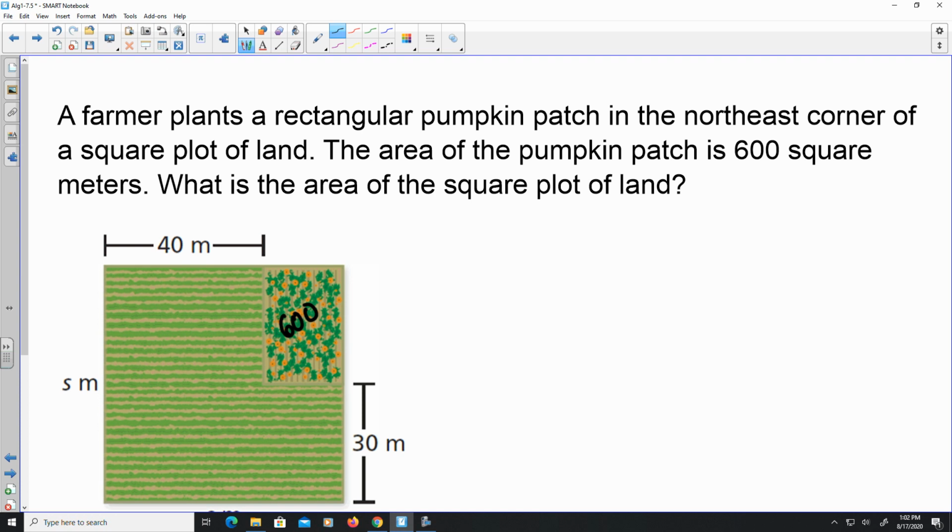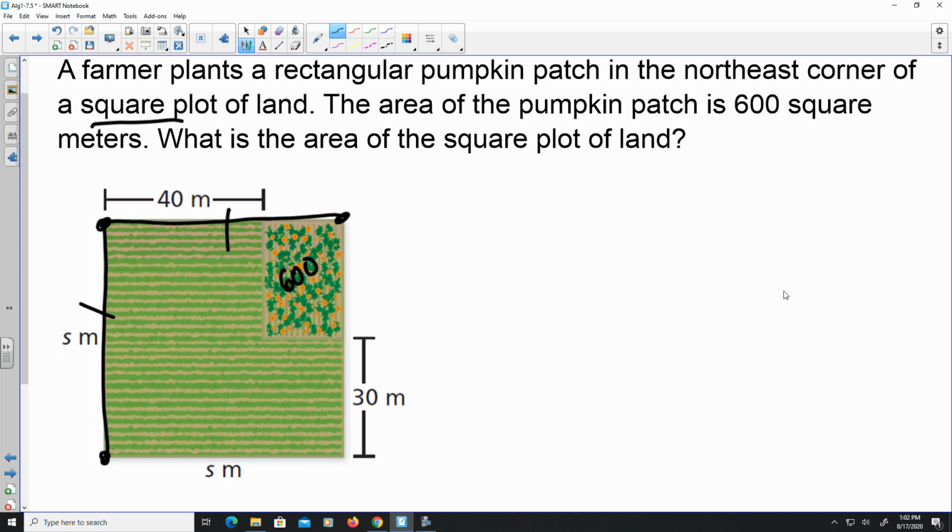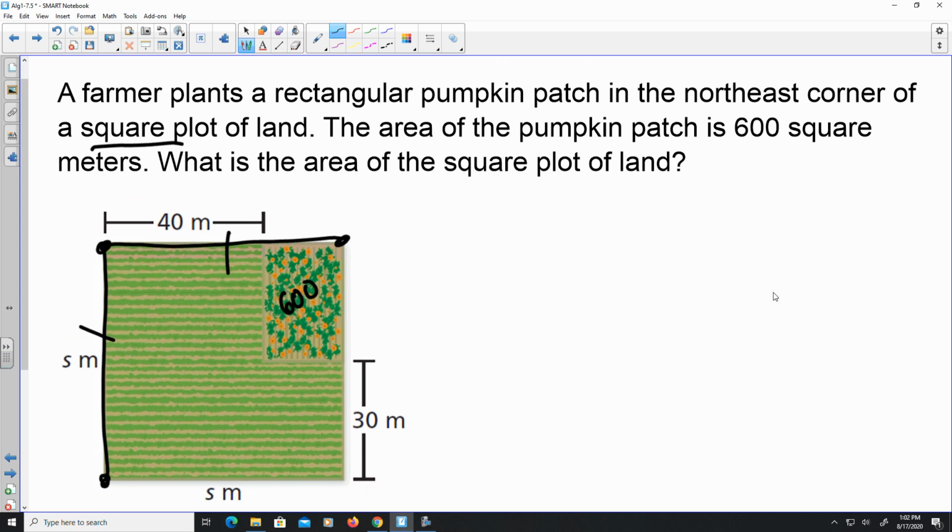So here's how we can go about solving this. Since they tell you that it's a square, that means whatever the distance from here to here is going to be the same as the distance from here to here. Those hash marks just tell me that those are the same. But they gave you some values. They're telling you that the distance from here to here is 30, and the distance from here to here is 40.